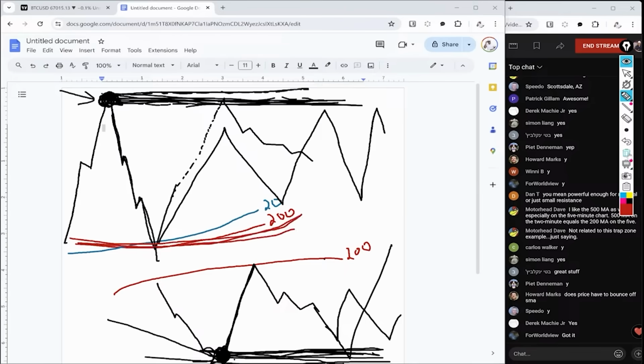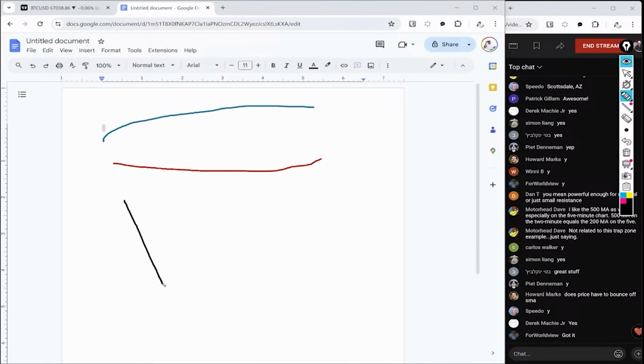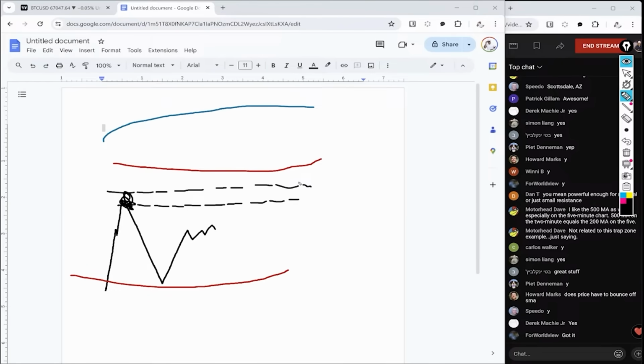So remember the two types here, guys. Remember, you can have moving average trap zone. You can have price moving average. Let's do it like that. Okay. And of course, this price one can be reversed. Your moving average can be the resistance. Your price bottom can be the support.